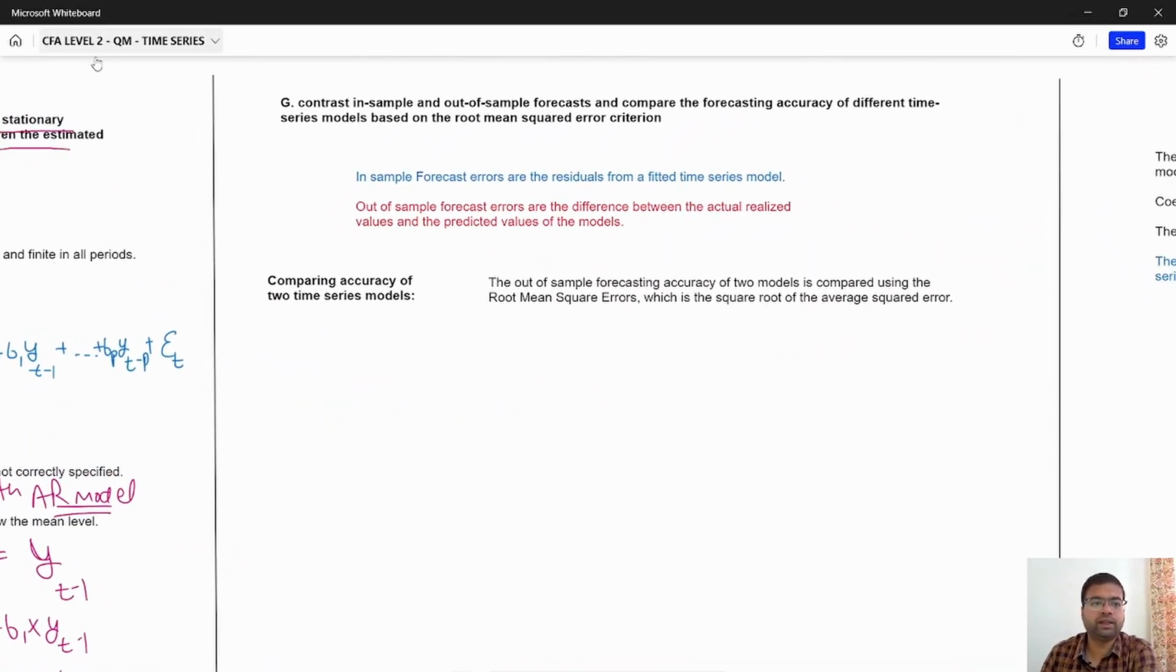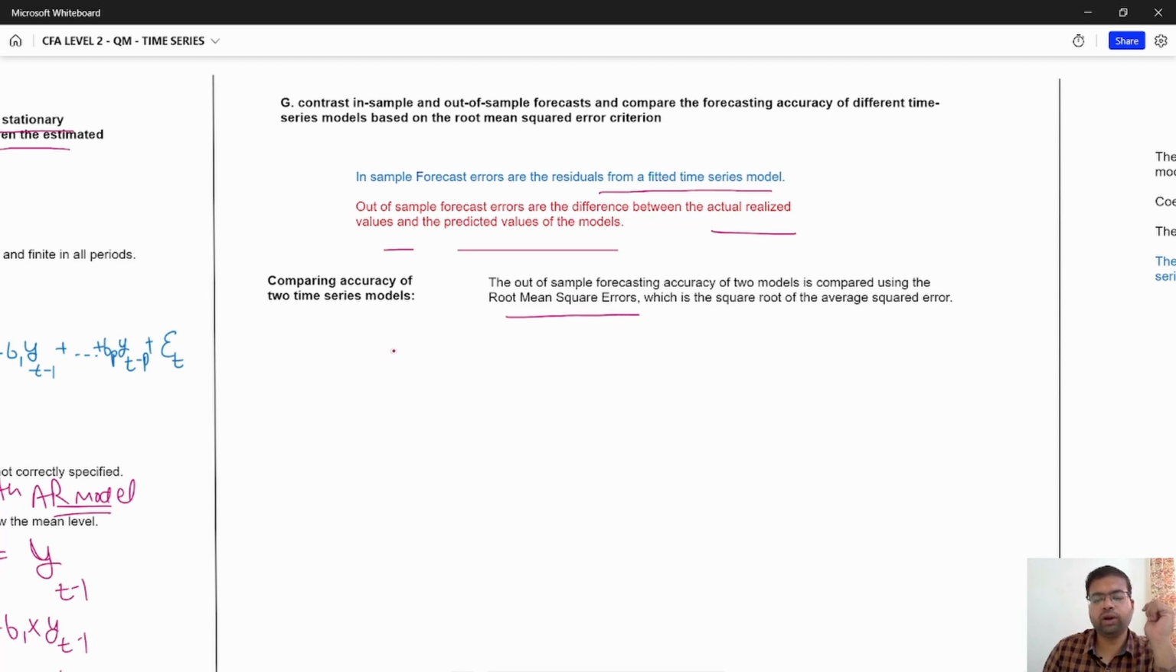Now let's discuss the next learning outcome statement. Contrast in-sample and out-of-sample forecasts and compare the forecasting accuracy of different time series models based on root mean squared error criteria. In-sample forecast errors are the residuals from a fitted time series model. The out-of-sample forecast errors are the difference between the actual realized values and the predicted values of the model. Now how can we compare the accuracy of two different time series models? We need to compare their root mean squared errors.